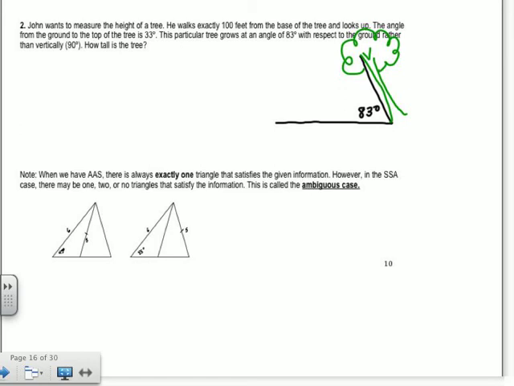Yeah, it's growing sideways. Hey, you never know. I've seen trees like that. There's a tree in my neighborhood like that right over someone's house.